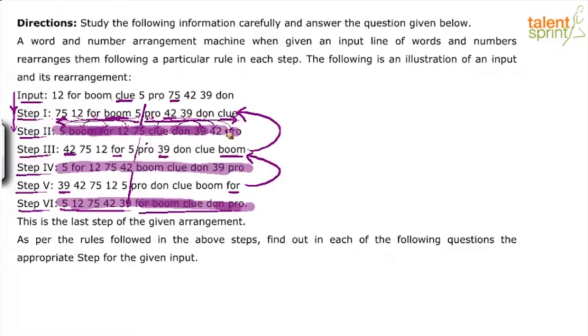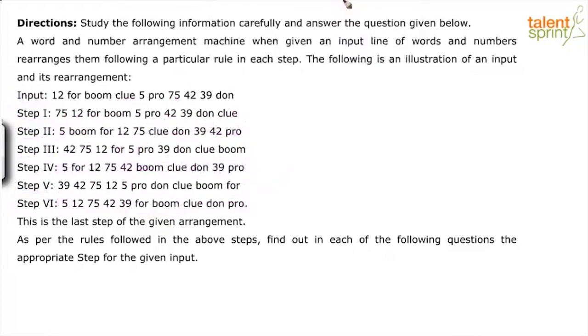Are you able to follow? Let me just quickly show you 1, 3, 5 again. I am sure 2, 4, 6 are easy. Let us just focus on 1, 3, 5, right? Step 1. How do we get step 1? Fourth element from left, clue, has been taken to the extreme right. Fourth element from right, 75, has been taken to the extreme left.